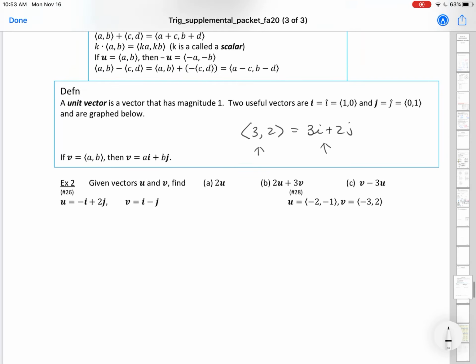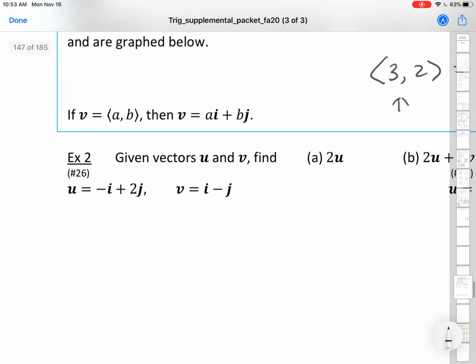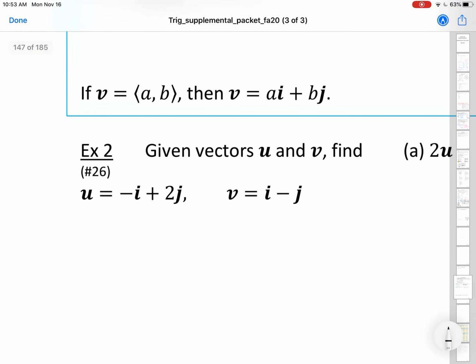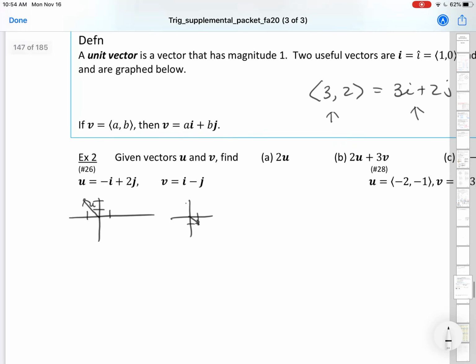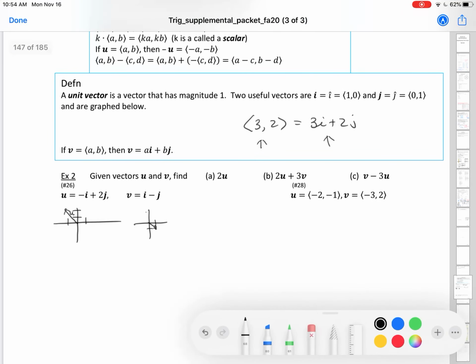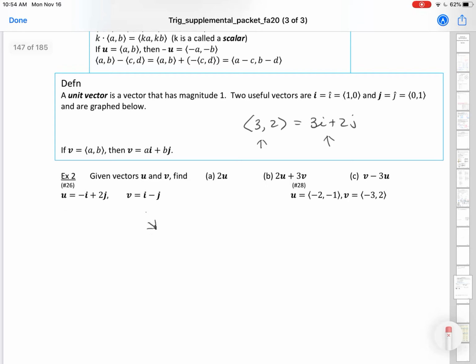So for example, with this ij form, hopefully you know what this means. When they say u is equal to negative i plus 2j, all they're saying is if I go over 1 in the x direction, negative, and up 2 in the y direction, that is the terminal point for u. That is my vector u right there. What's the vector v look like? The vector v looks like go over 1 and down 1, and there's your vector v, always from the origin. So the ij form is also a position vector. But here's what it does for us. It makes everything algebraic.